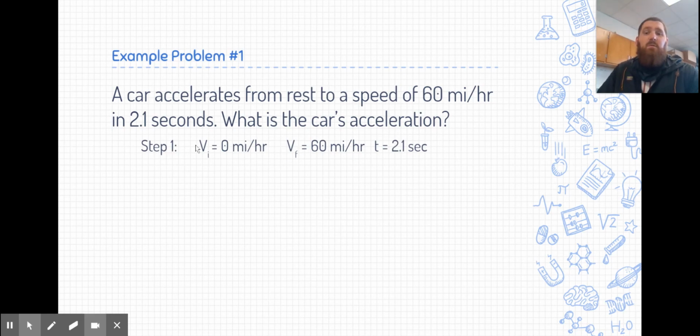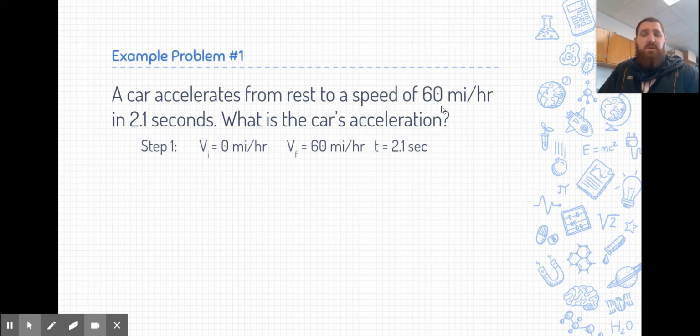We have 3 variables we need to identify here because we're looking for acceleration. We need to find VI, VF, and t. Our VI is our initial velocity. They only give us 2 numbers in this question, but they tell us that the car accelerates from rest, which means the car is starting from a stopped position, so our object isn't moving, and our initial velocity, or starting velocity, is 0 miles per hour.